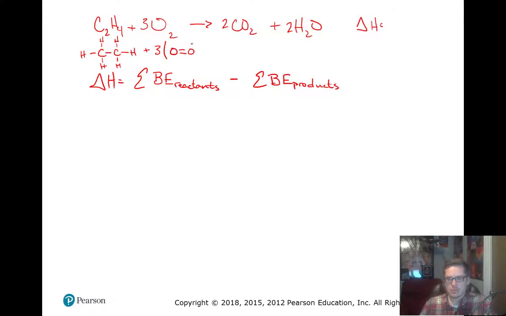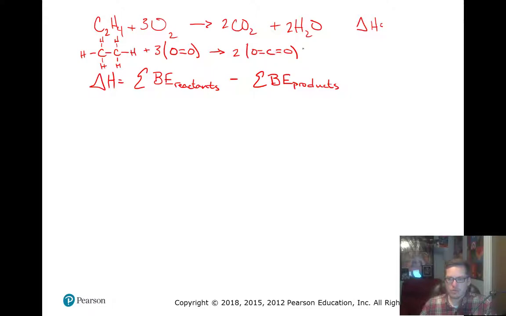Oxygen forms a double bond. Notice I'm not going to bother writing in the lone pairs because they don't mean anything to us, since we're talking about the bonds. That's what we care about. And then we've got 2 carbon dioxides, right? So we got an oxygen, carbon, oxygen. So that's our carbon dioxide.